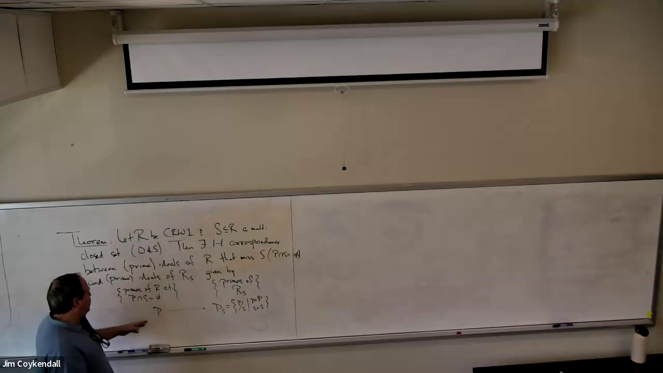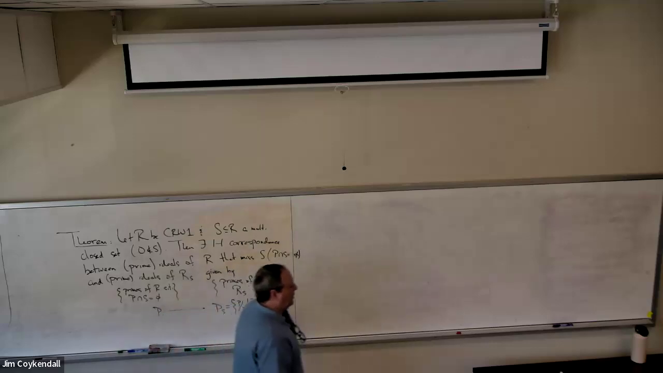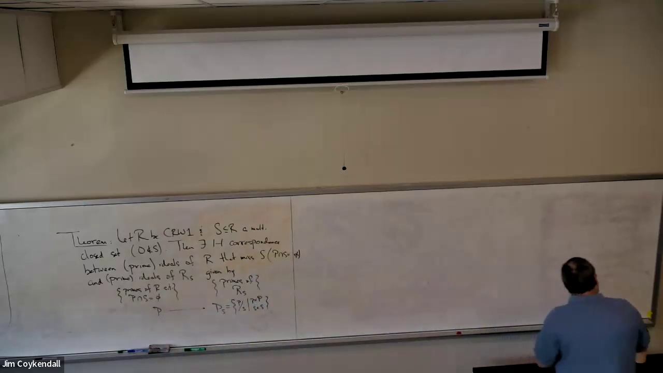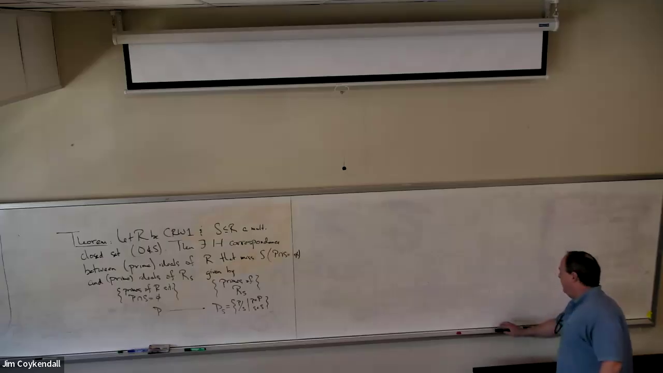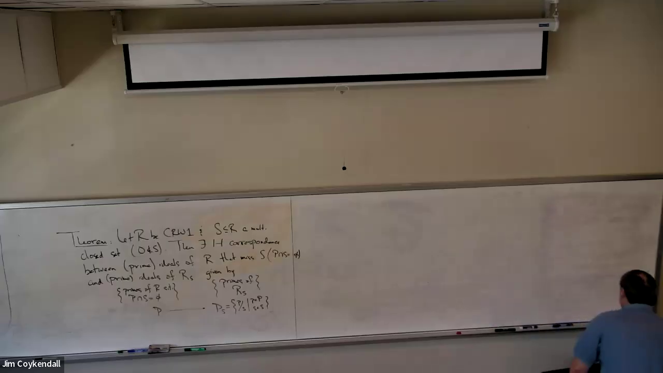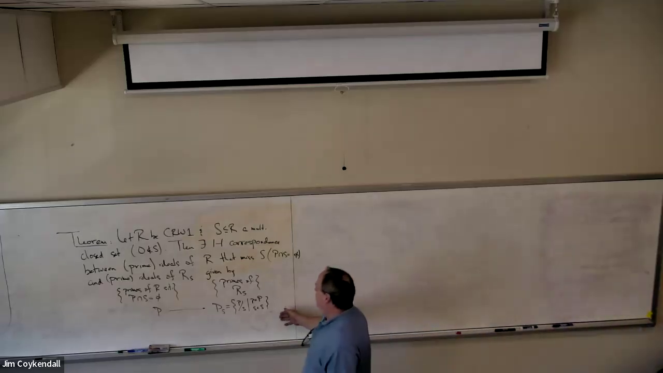Given by this correspondence, take a prime P in R that misses S. You look at its localization, P localized at S, which is fractions where the numerator is in P and the denominator is in S. That forms an ideal, and it is a prime ideal. And this is the way the correspondence goes.